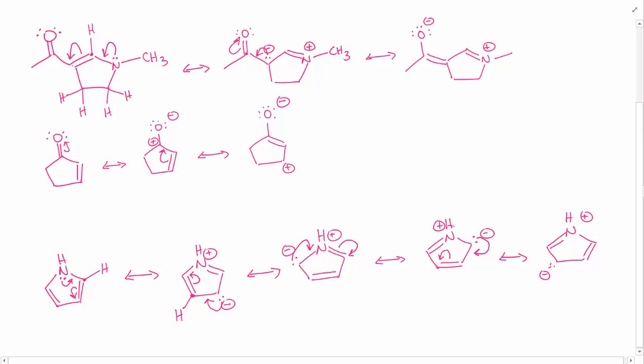and I can take this lone pair and push it over and take these electrons and give them back to the nitrogen, and that takes us back to our starting molecule here. So here are the 5 major resonance structures for this molecule.